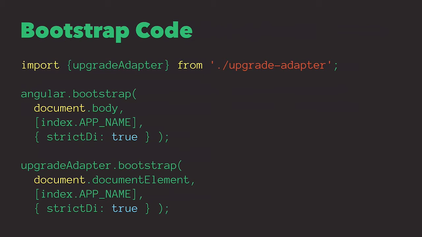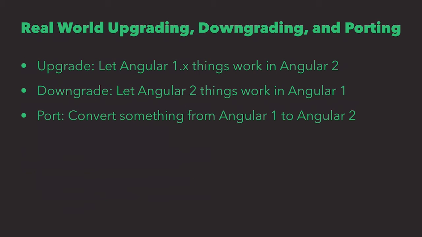So in this code, we bring in our upgrade adapter singleton, and we call Angular 1's bootstrap function, and we're attaching to the body. You could use a different HTML element if you wanted. And then we give it the application name and we tell it strict DI. You don't actually strictly have to use strict DI in Angular 1 from what I've seen in the applications that I've migrated, but it is recommended, so we're putting it there. And then to get Angular 2 onto the page, you use the upgradeAdapter.bootstrap method and put it on the document.element. And again, you want to pass it the same application name and strict dependency injection as well.